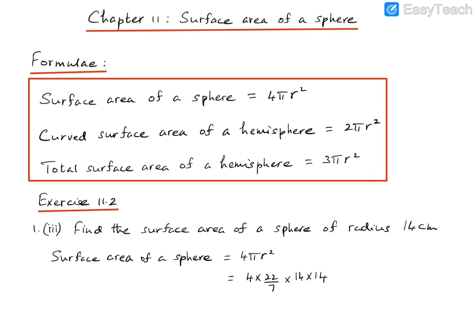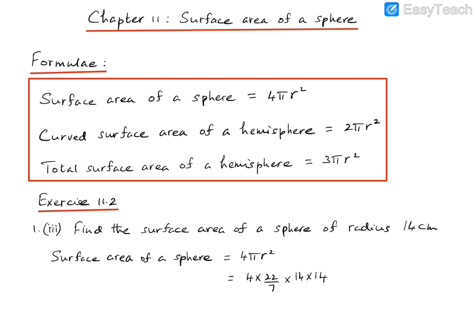So we know the formula for the surface area of a sphere is 4 pi r square. For the hemisphere, we have two types of surface areas. One is the curved surface area, the other is the total surface area. The curved surface area is half the surface area of a sphere, so it is 2 pi r square, and the total surface area for the hemisphere is 3 pi r square. Okay, we have just recalled these formulae.